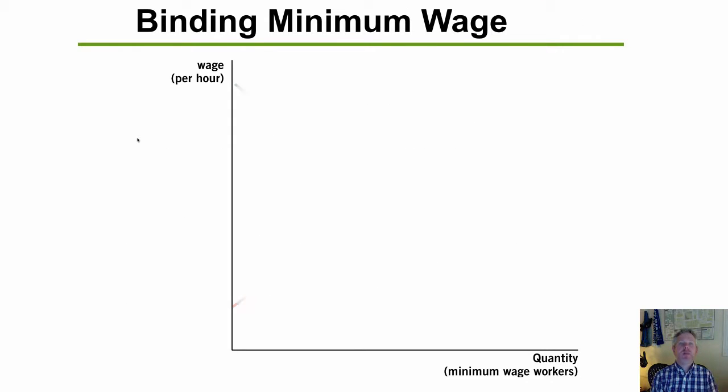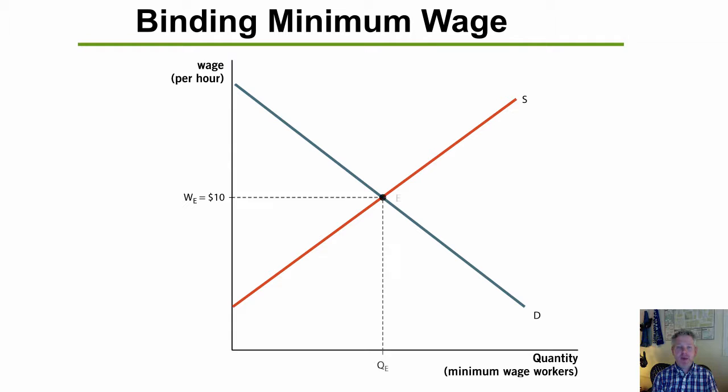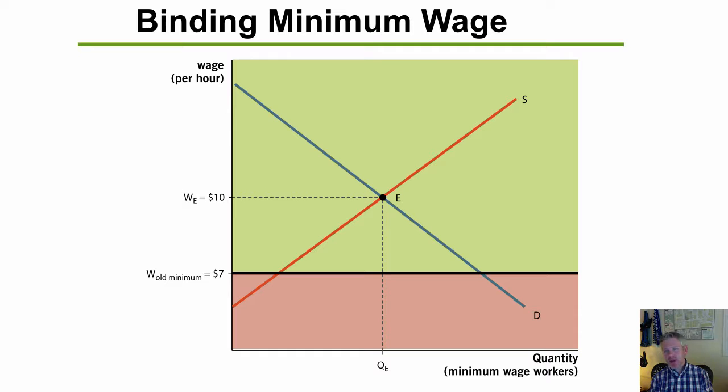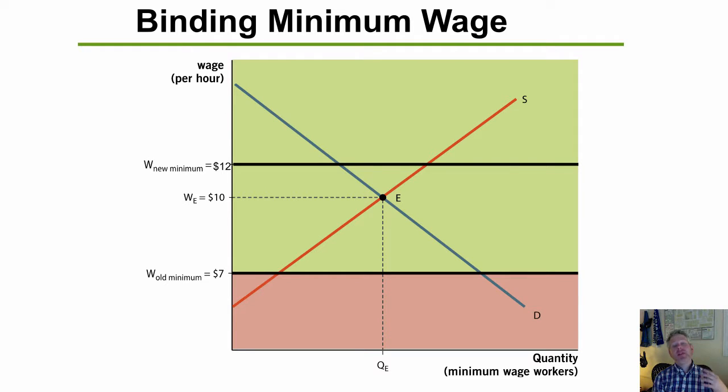All right. So with a binding minimum wage, here's our supply and demand. Again, our equilibrium is at $10. The old minimum is at $7. All of these transactions would be legal, and it's non-binding. Now there's a new minimum wage at $12. So now all of these transactions are illegal. They're not allowed to happen.